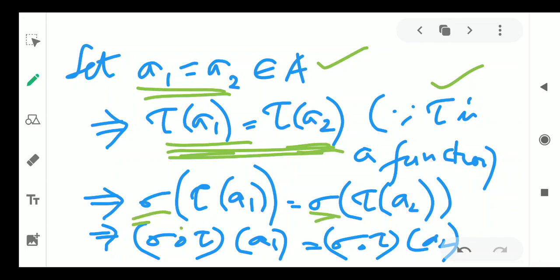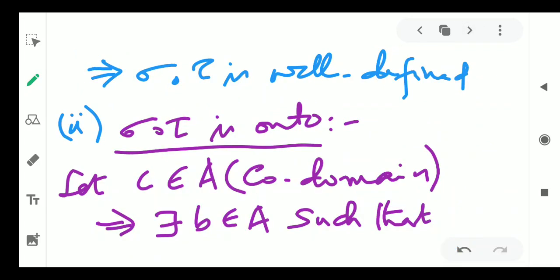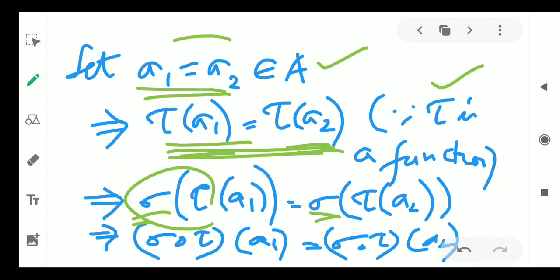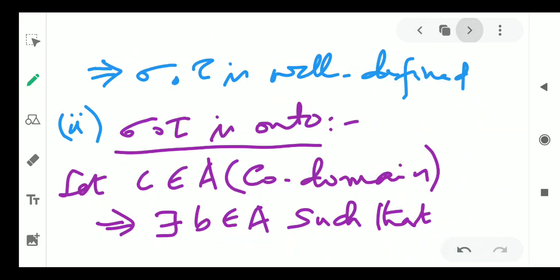Sigma of tau of A1 is equal to sigma of tau of A2, which means we can write this as sigma composition tau of A1 is equal to sigma composition tau of A2. So what we have done, we have chosen two equal things, and the images are also equal. That's what we have got. So sigma composition tau is well defined.